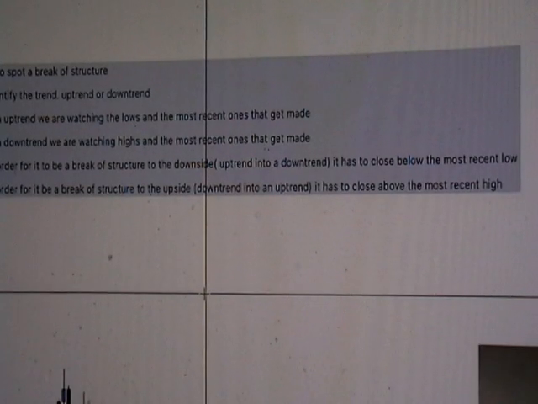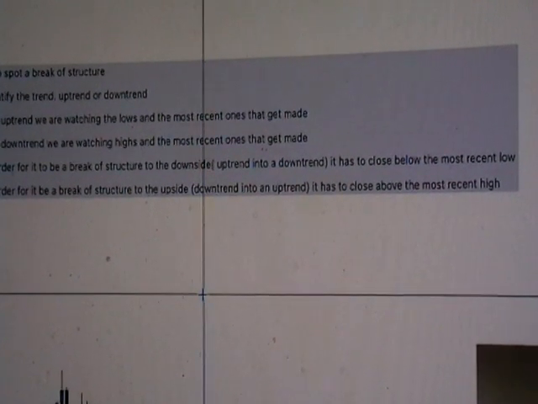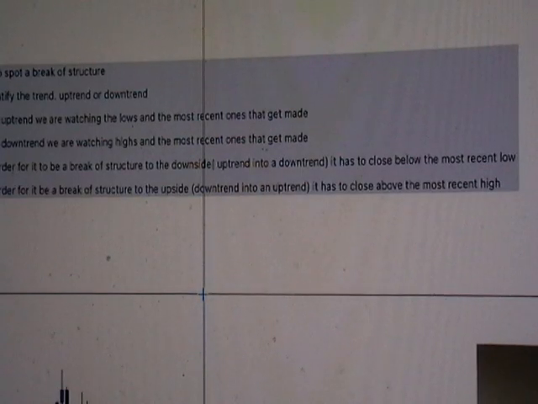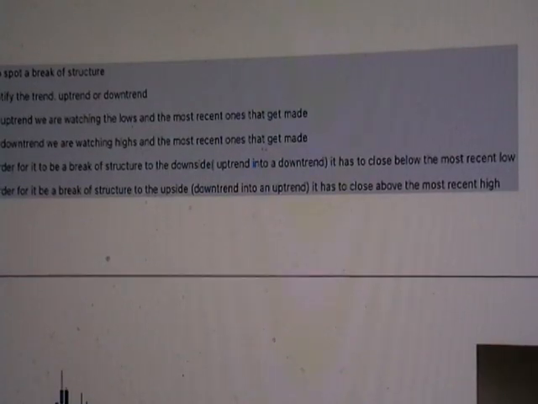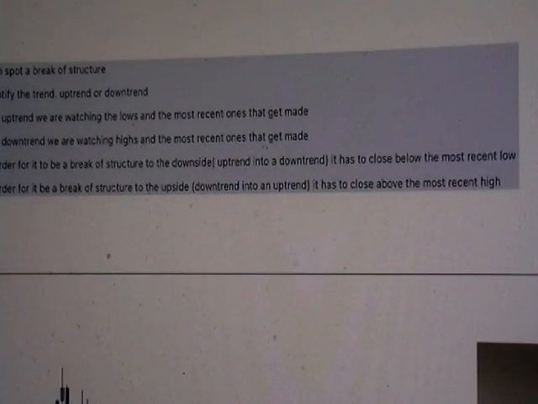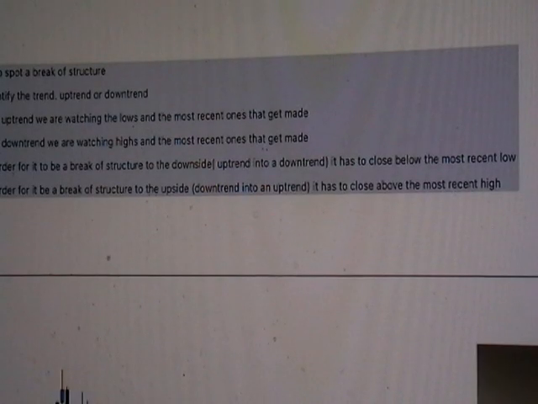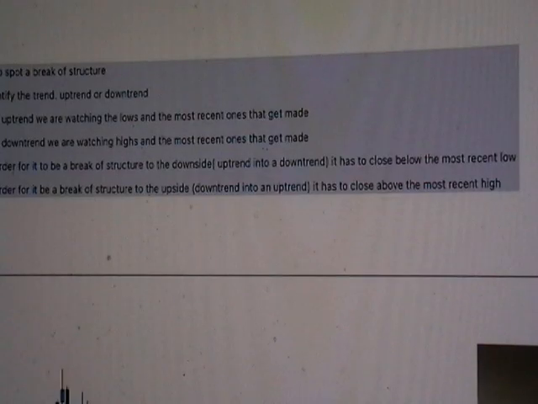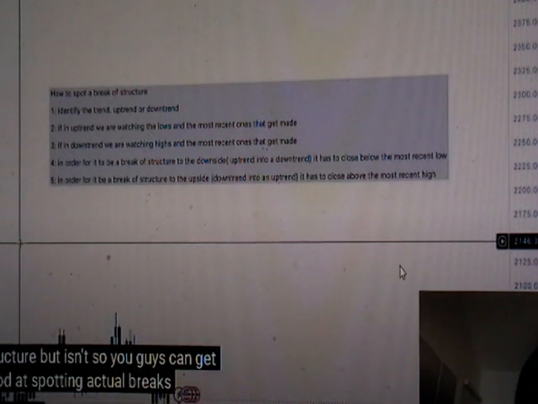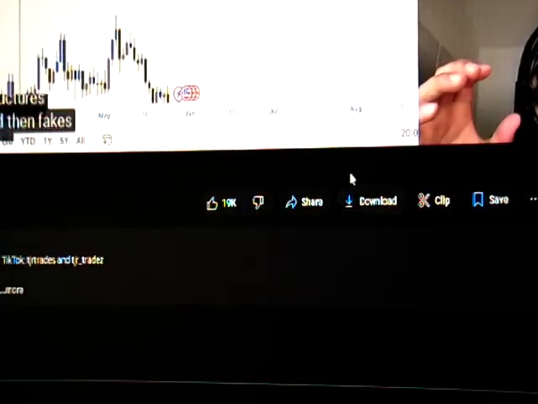We got it? Okay, so what I want you guys to do for homework is find 10 examples of breaks of structure. This should be very, very easy, because it's pretty easy to spot, especially with this checklist. Find 10 examples of an actual break of structure within the market, and then find 10 examples of what someone, a noob, who hasn't watched this course, who hasn't watched my How to Spot a Break of Structure in the Market video, might consider a break of structure, but actually isn't. A wick below a low, or a wick above a high, right? Something that might fake somebody out, that someone might believe is a break of structure, but isn't. So you guys can get good at spotting actual breaks of structure, and then fakes, okay?